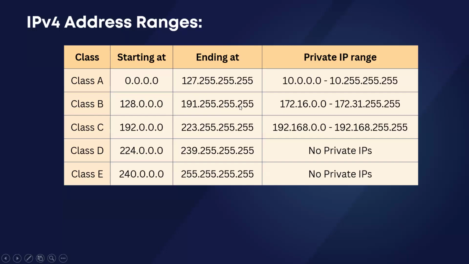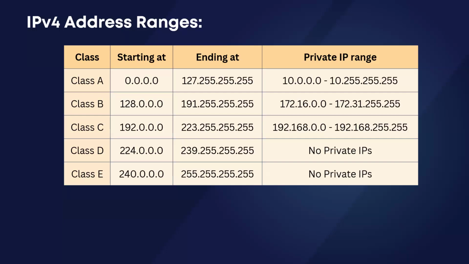Now, since this is ending at 191, class C starts at 192. From 192.0.0.0, this goes all the way up to 223.255.255.255. Since it is ending at 223, class D starts at 224. From 224.0.0.0, it goes all the way up to 239.255.255.255. Since it's ending at 239, class E starts at 240. And from 240, it goes all the way up to 255.255.255.255. That's the last IPv4 address.